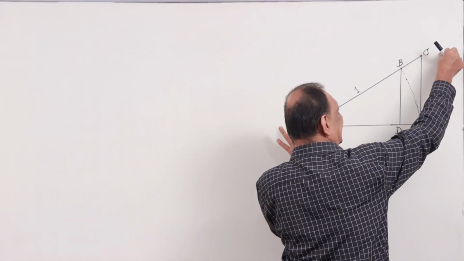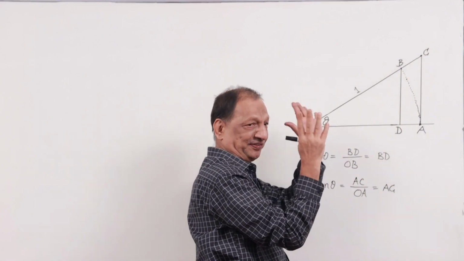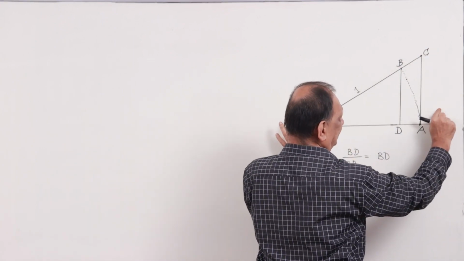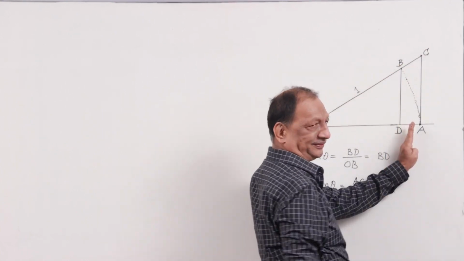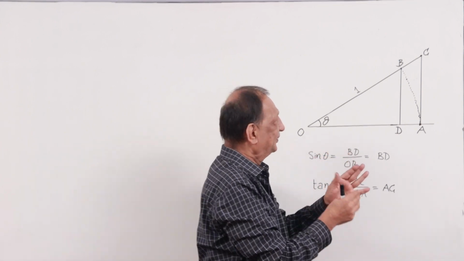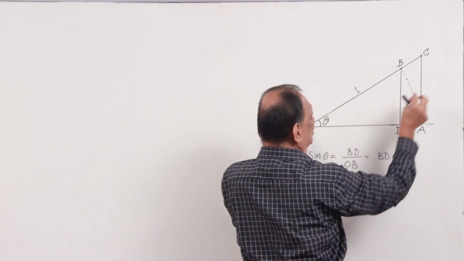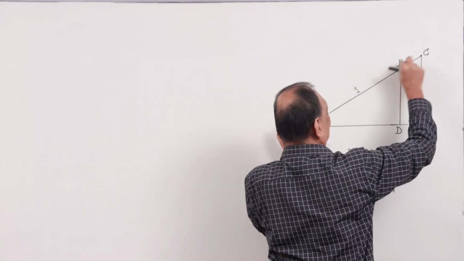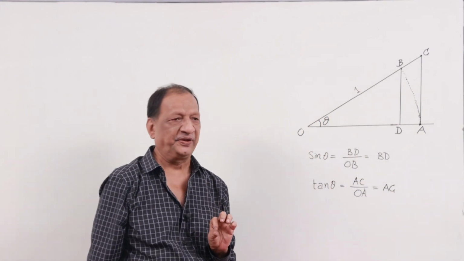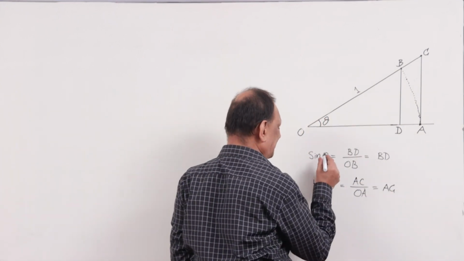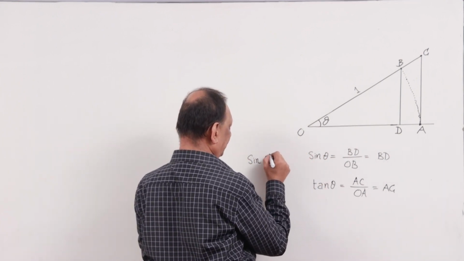Supposing I keep reducing that angle, what happens to this B, C, A, D? Just visualize, I make the angle less. D will come closer to A, C will come closer. All of them will start closing up. That means DB and AC will get closer and closer as you move C towards A. So the question is, what is the value? I want to find out what is the value of sine 0, 0 degrees.